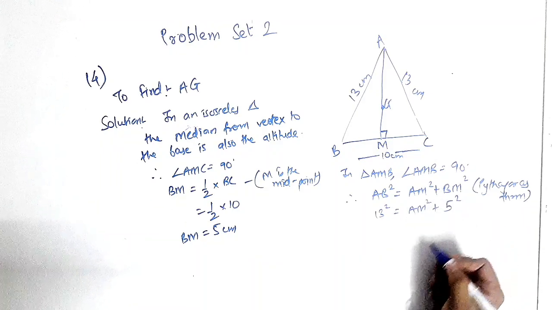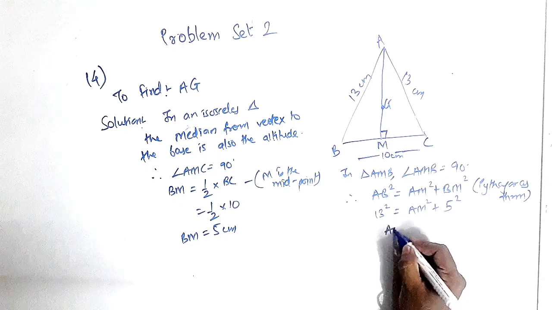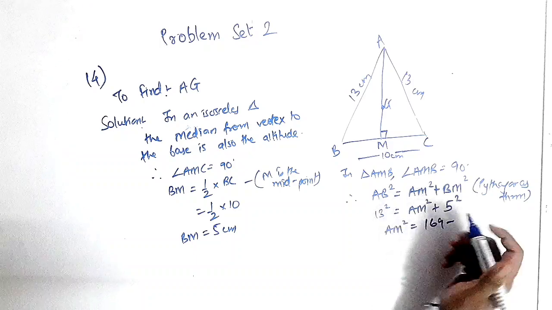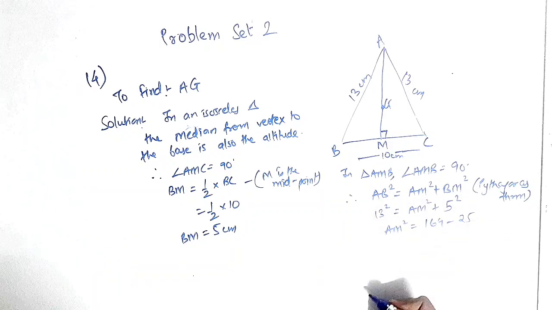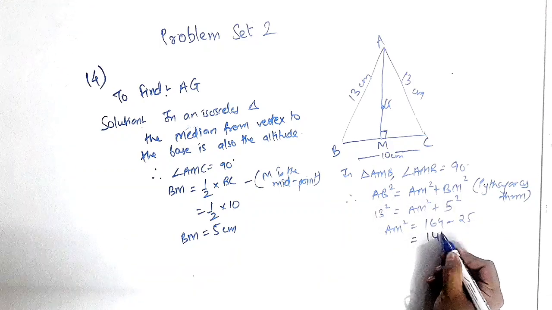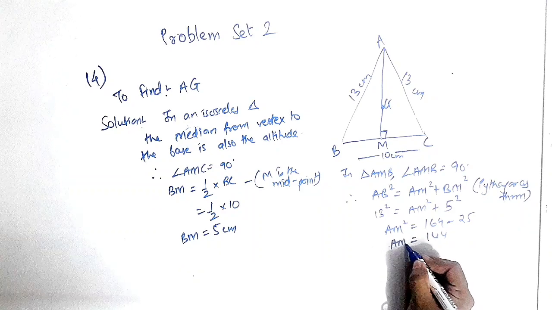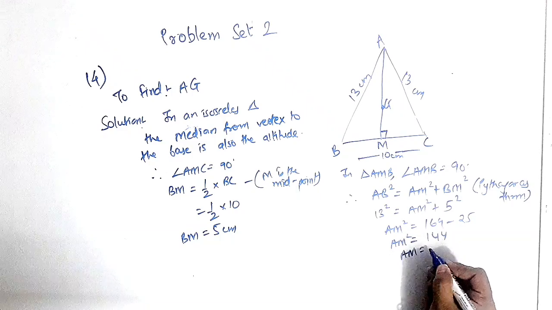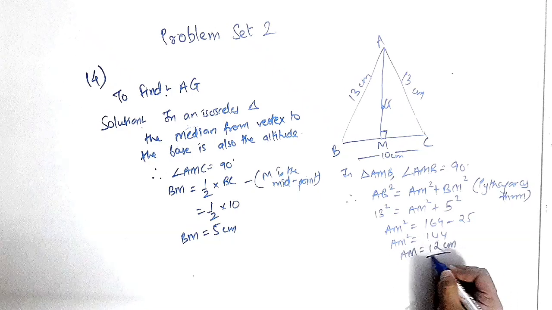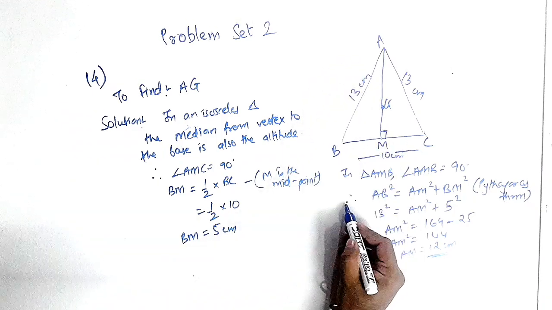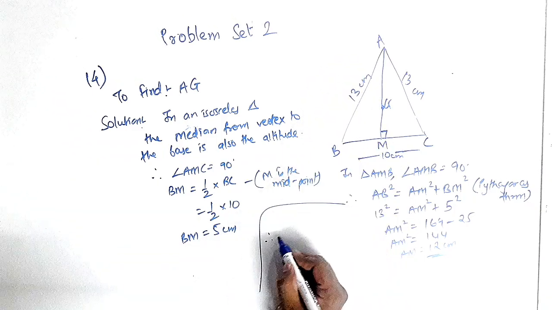Okay, so AM square becomes what? 169 minus 5 square will go there. What is 169 minus 25? It is 144. So what is AM? AM is equal to 12 centimeter. Okay, so AM is 12 centimeter, and we are not interested in finding AM, we are interested in finding AG.